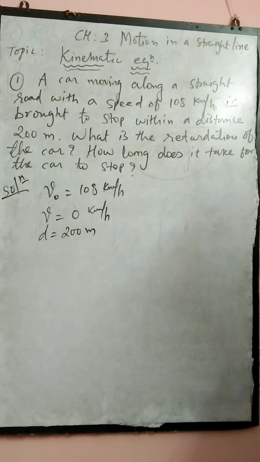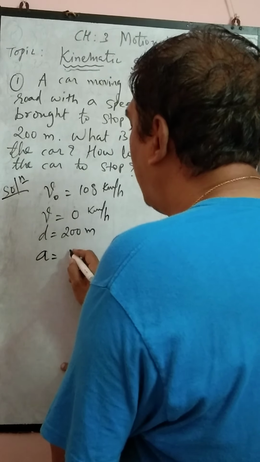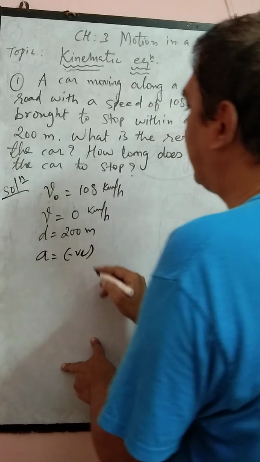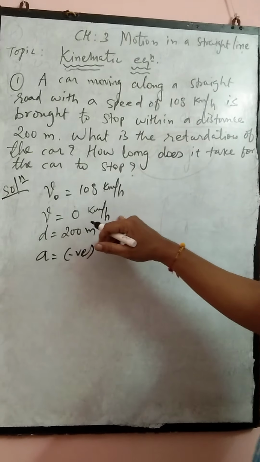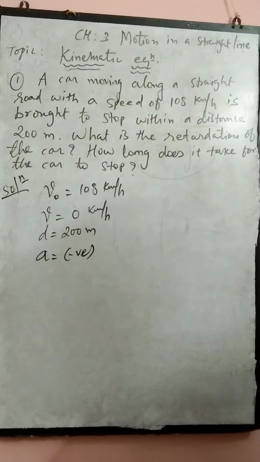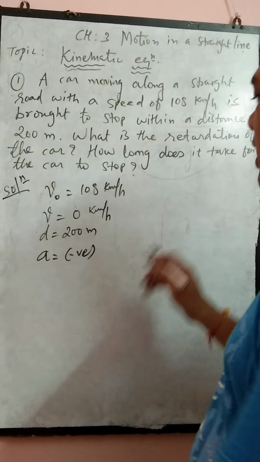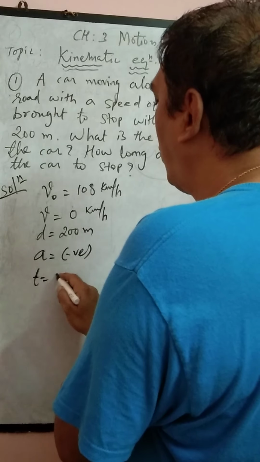Now, what we have to find out? Retardation. So A, definitely it will be negative as the car is brought to stop. Final velocity will be 0, less as compared to the initial velocity. So A will be negative, right? And how long does it take the car to stop? So we want to find out T.